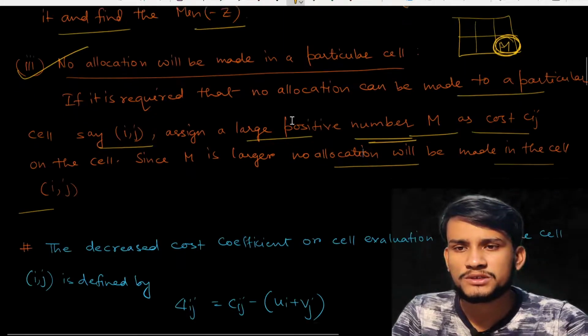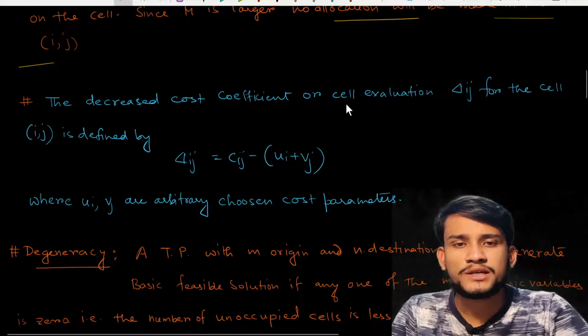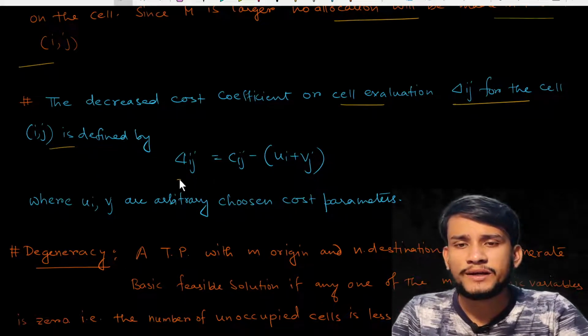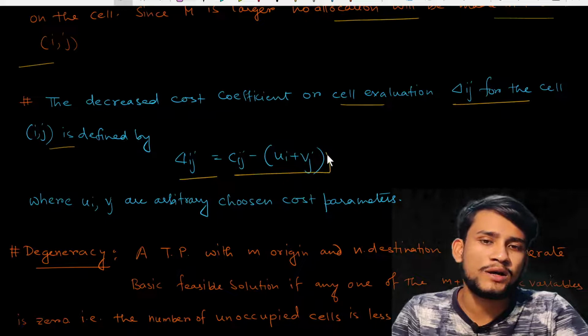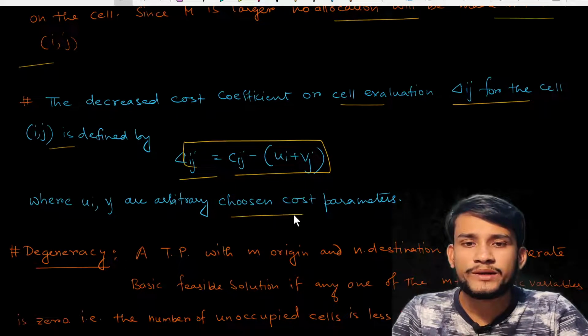So this is the no allocation cell, and the decreased cost coefficient or the cell evaluation delta ij for the cell ij is defined by delta ij equal to Cij minus (ui plus vj), where ui and vj are arbitrarily chosen cost parameters.